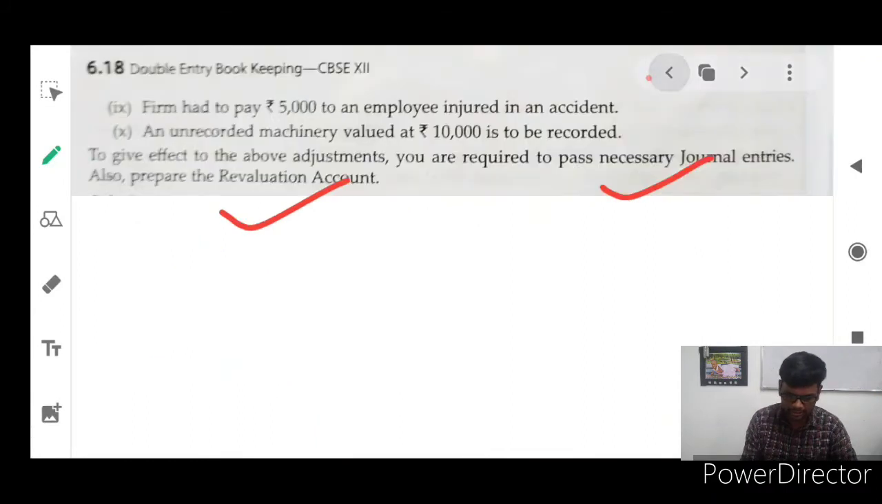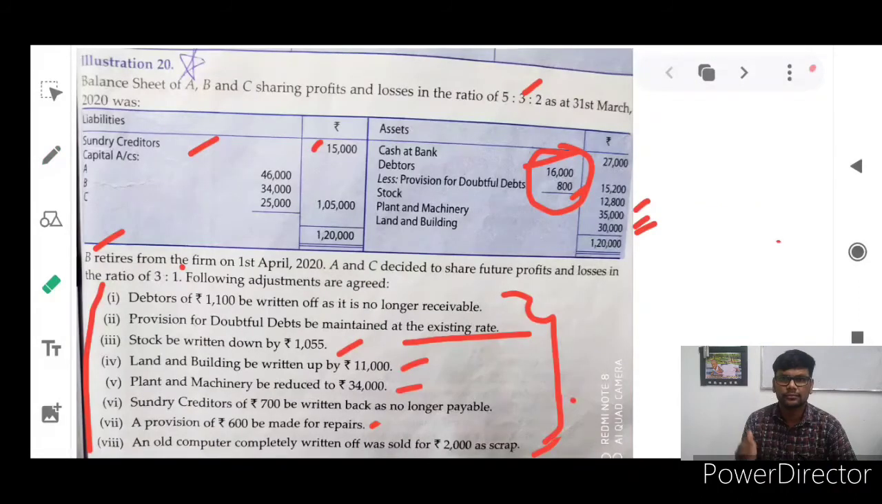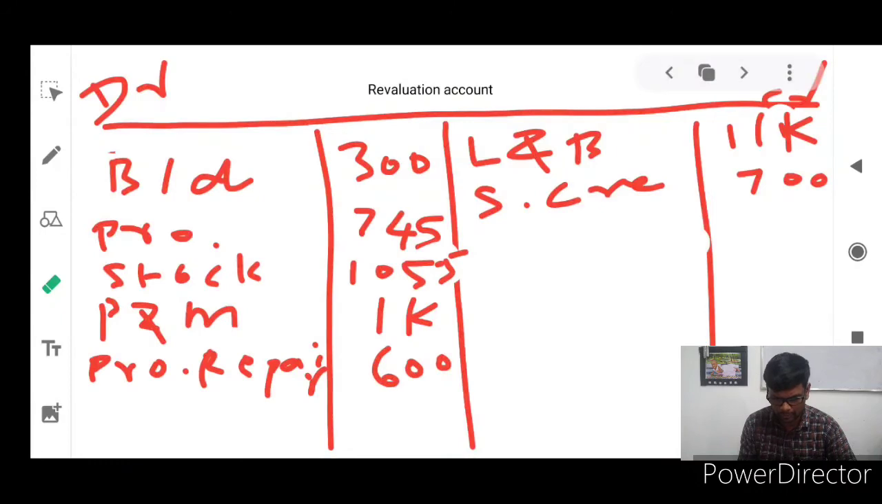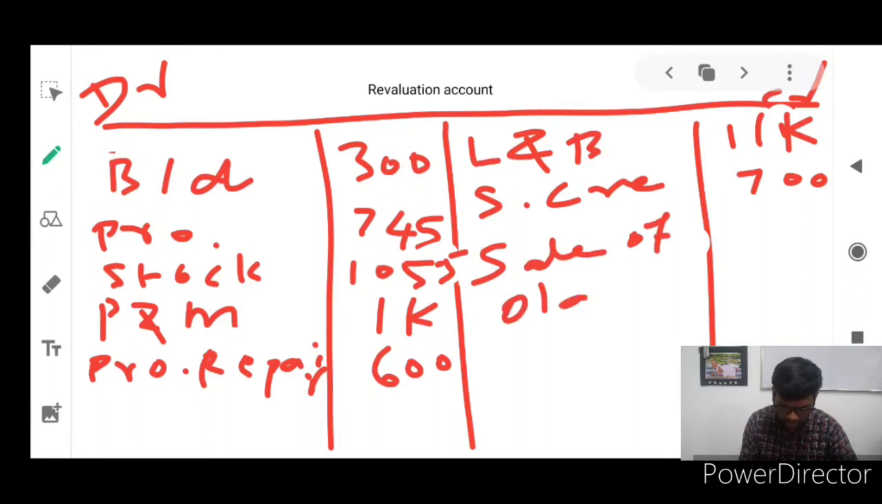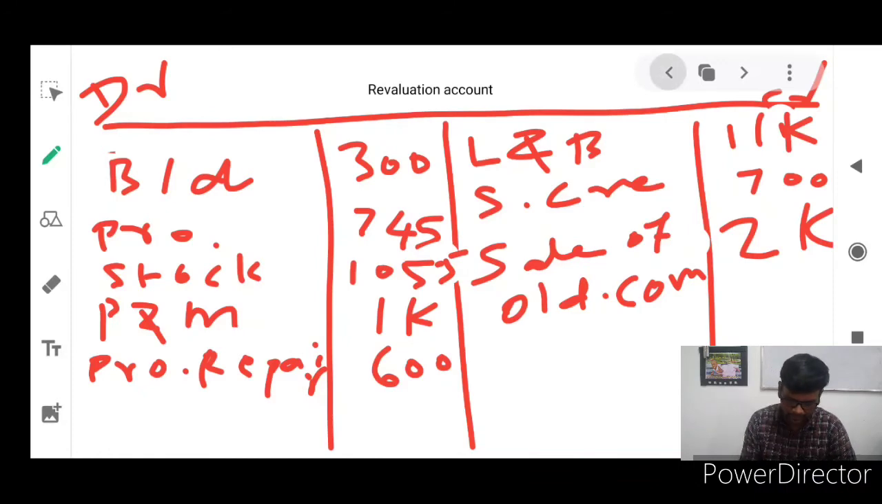Okay, good. The next one, the eighth adjustment, is that an old computer, completely written off, was sold for rupees 2000 as scrap. So we are selling the old computer for rupees 2000. Anyway, the asset is decreased by rupees 2000. So sale of old computer, how much amount? Rupees 2000, 2k. Okay, rupees 2000.